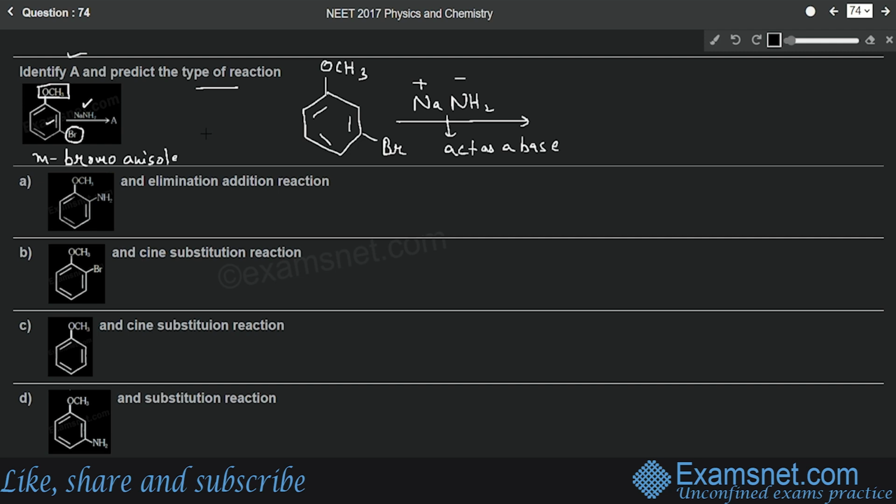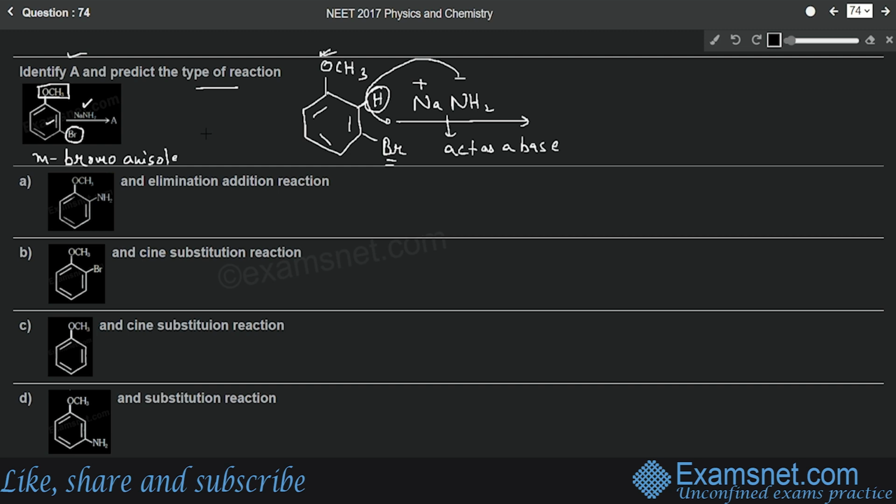Now what does a base do? A base removes the acidic hydrogen. Now where is the acidic hydrogen? It will be towards the group that is electron withdrawing. Oxygen is highly electronegative, therefore it will act as an electron withdrawing group. Also bromine is highly electronegative, so this will also be electron withdrawing in nature due to the minus I effect. So the hydrogen between these two, present at this position, will be the acidic hydrogen. Now this base will remove this hydrogen from here.